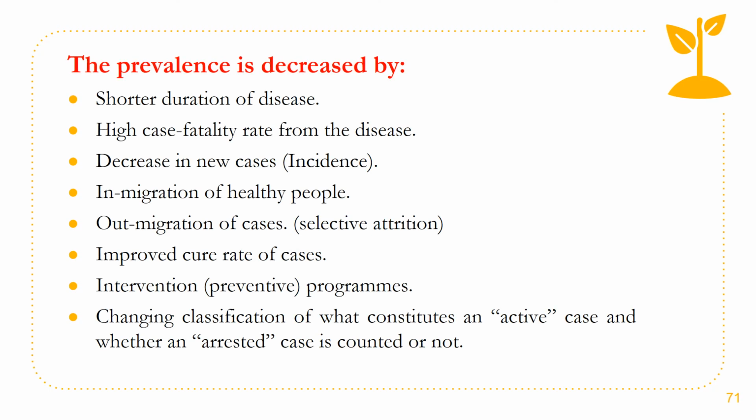So prevalence is decreased by shorter duration of disease, high case fatality, and decrease in new cases, exactly opposite to the previous slide. So if you remember one, you can write the other one.